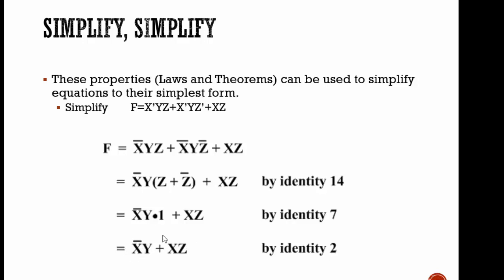So this is the simplest form. This is the final and simplest form of the expression. So f is now equal to this long equation shortened to this term only. That is how you simplify using the identities.